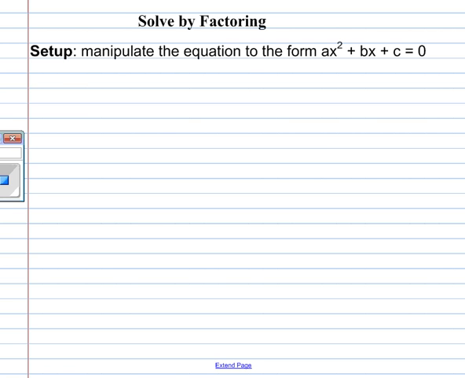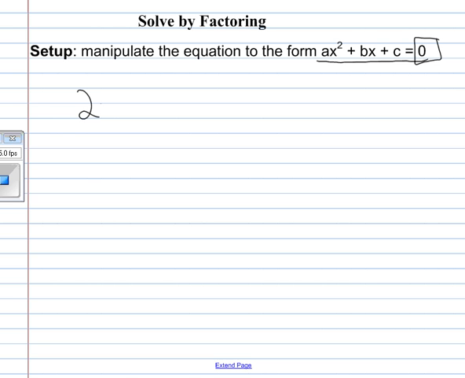One of the main purposes of factoring is to help solve equations. So in order to solve an equation by factoring, you need to manipulate the equation to have the form ax squared plus bx plus c equals 0. The main thing is that it has to be equal to 0. You don't want to do anything until it is.